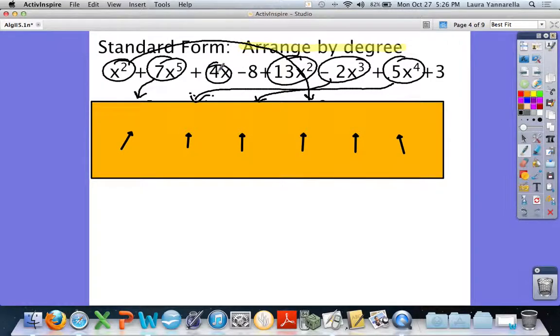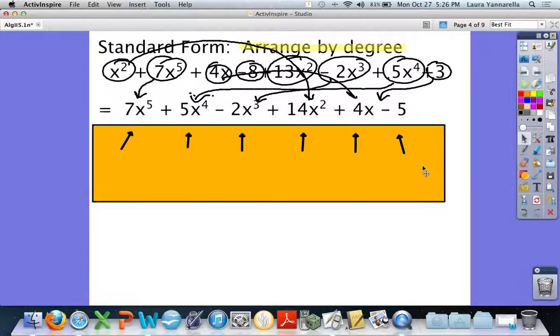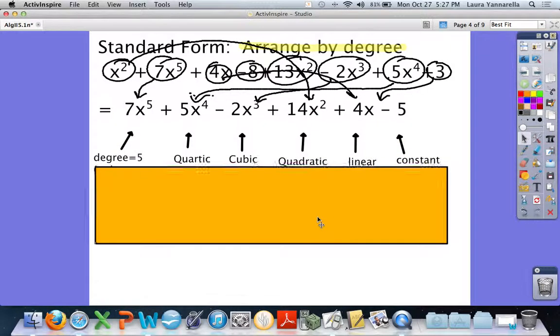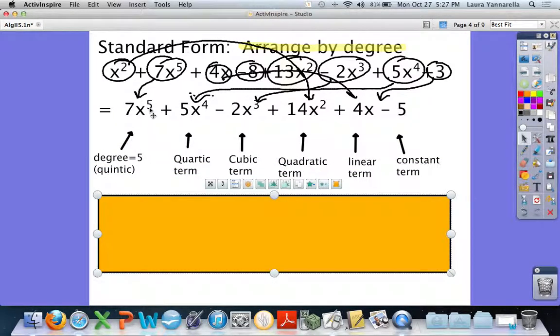Then I have a 4x. That will be our 5th term. And I have a negative 8 and a positive 3, which together make negative 5. So, if the arrows confuse you, lined up you should have first 7x to the 5th, then 5x to the 4th, then negative 2x cubed, then the 13x squared and the 1x squared make 14x squared, then the 4x and the negative 5. This polynomial is classified as a quintic because the highest power is 5. It's a quintic polynomial of 1, 2, 3, 4, 5, 6 terms.